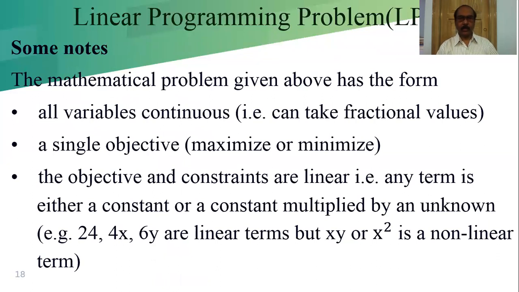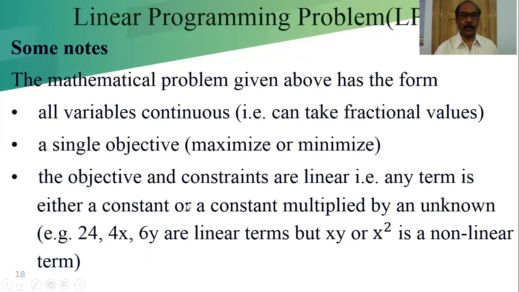Now, notes. The mathematical problem given above has the form: all variables are continuous, that is, they can take fractional values also. A single objective function that may be maximized or minimized. We have only one objective function, not more than one. The objective and the constraints are linear.